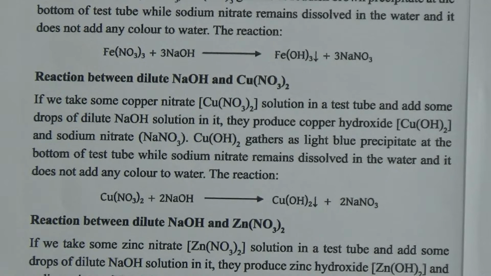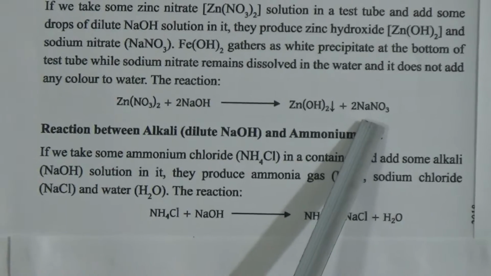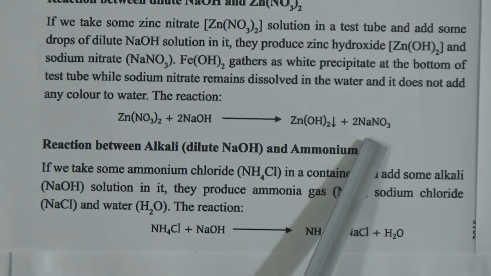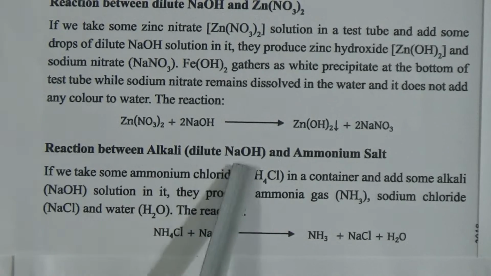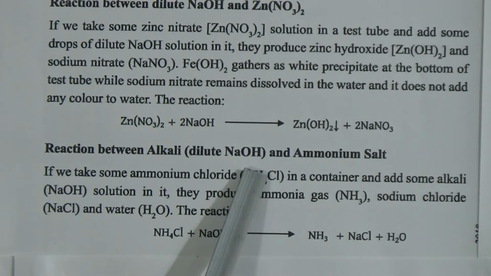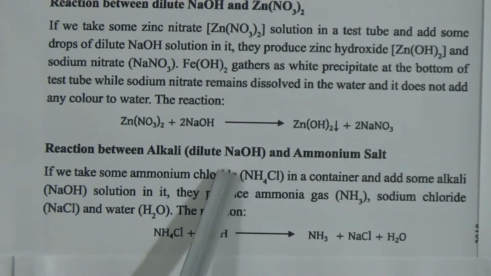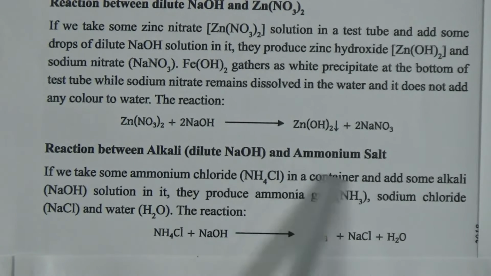And if you observe the total reaction, it is similar. The product of the reaction is similar. Now come to the reaction between alkali and ammonium salt. That means sodium hydroxide is also an alkali, because all alkalis are also bases. When ammonium chloride and sodium hydroxide make a chemical reaction, it produces ammonia, sodium chloride and water.